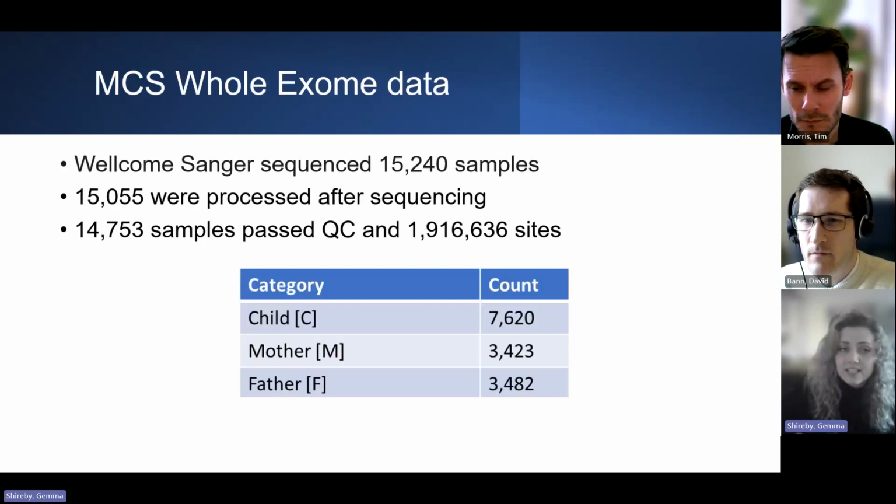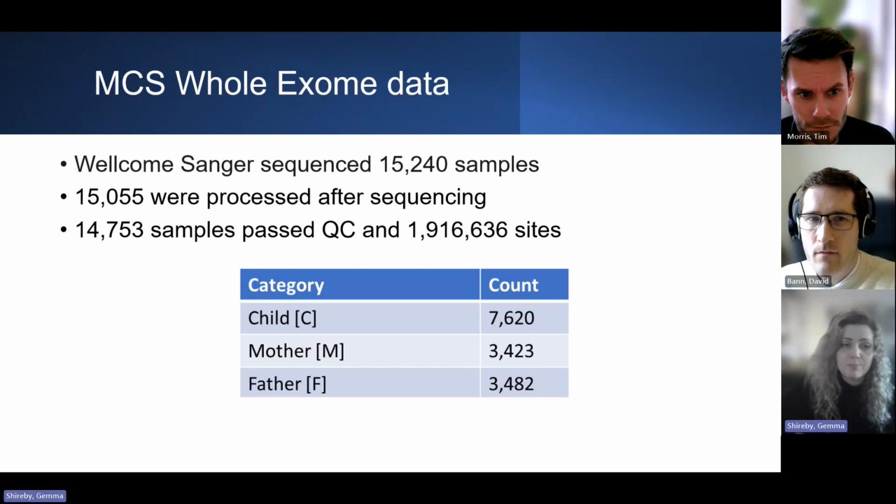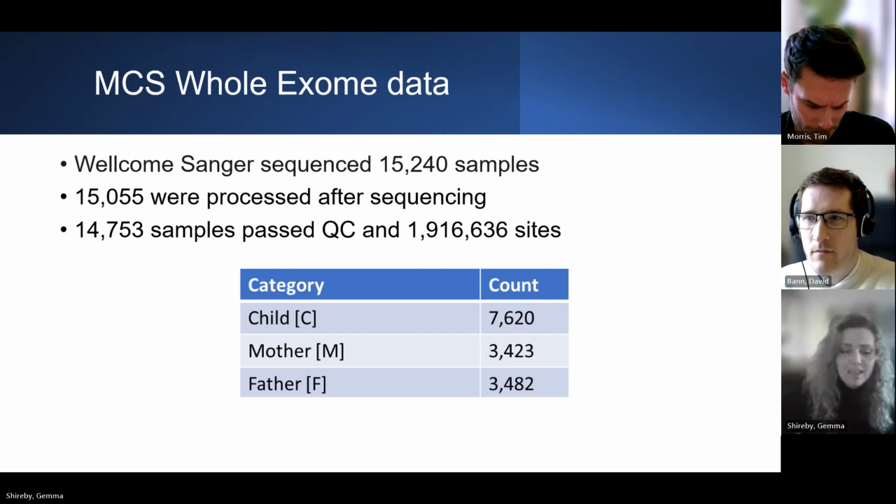So as well as the genetic data for MCS, we also have whole exome sequencing data. The exome reflects the protein coding portion of the genome. Although this represents less than 2% of the genome, it contains over 85% of known disease-related variants. So this makes it a very cost-effective way of generating data, in comparison to whole genome sequencing data.